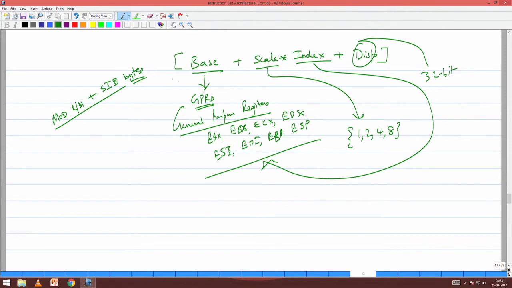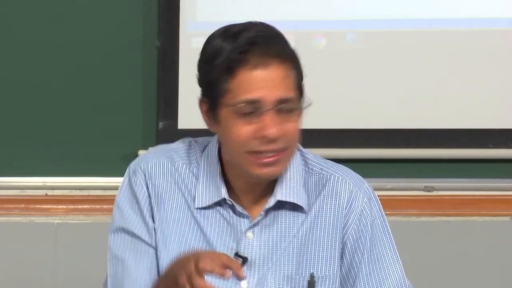The way this addressing mode is translated into machine language should be a representation such that when the machine sees it, it knows that this is a base, this is a displacement, this is base plus scale into index. All these combinations the hardware should understand. So, you should translate it in a way that the hardware understands.